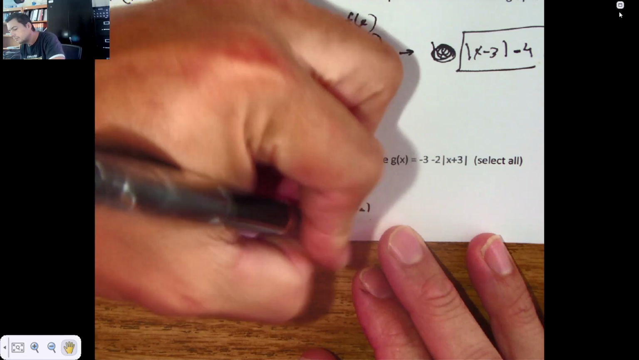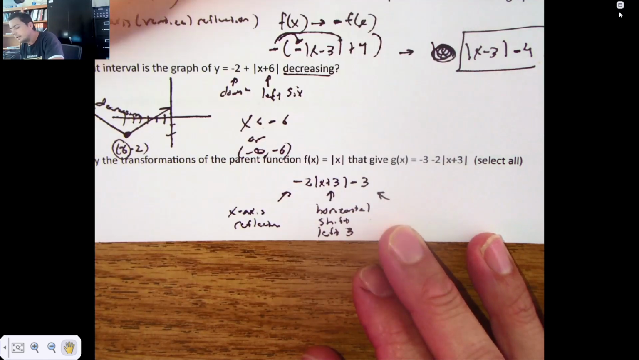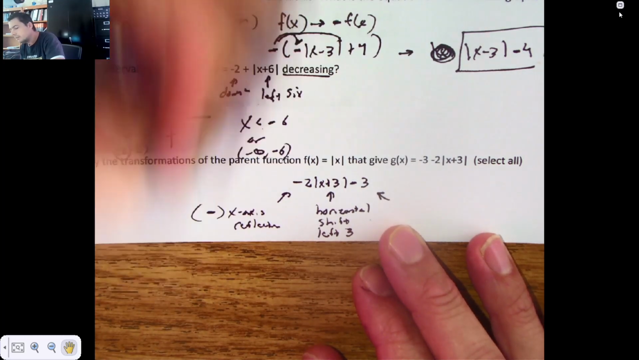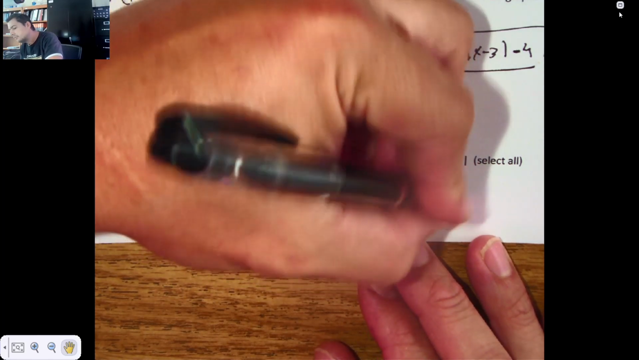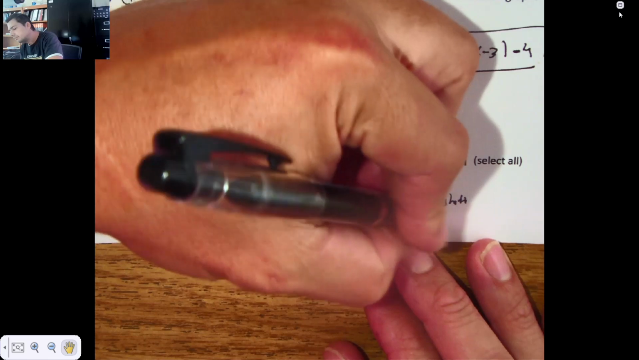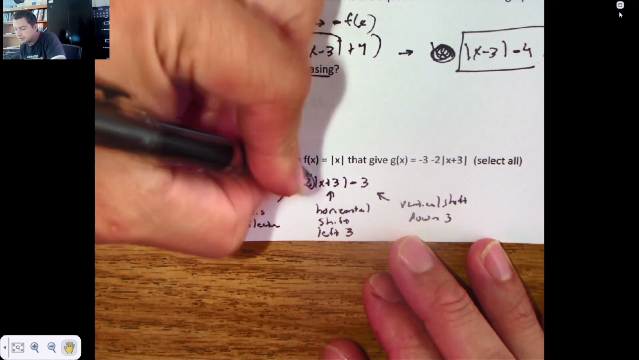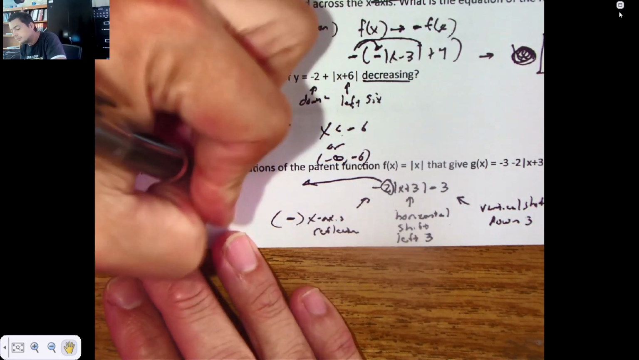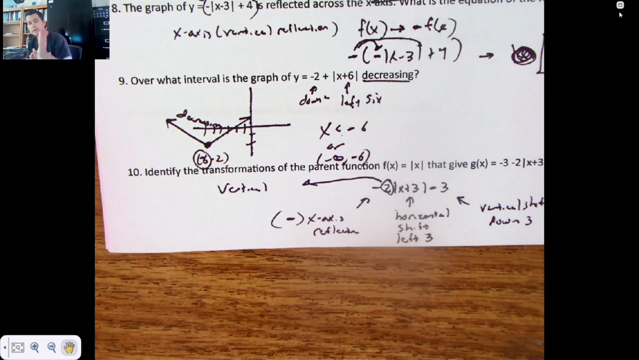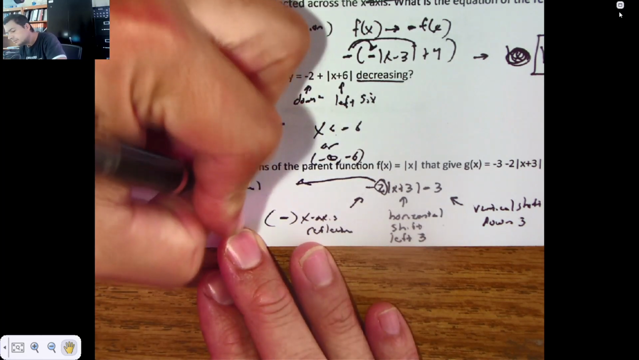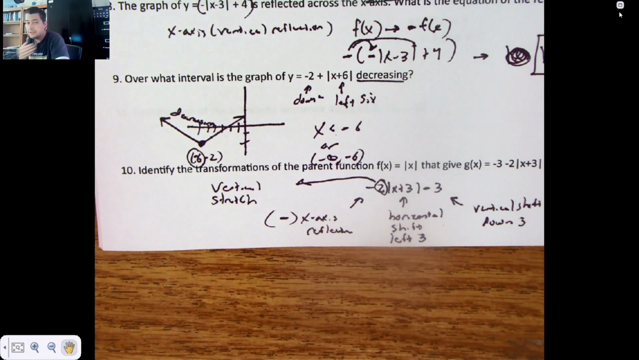Then there's this little guy. That little guy is the vertical shift. Down 3. Oh, and then there's this 2. That's a vertical stretch. It changes the slope from 1 to 2. Instead of rising 1 and running 1, it now rises 2 as it runs 1. That is a vertical stretch. There's your transformations.